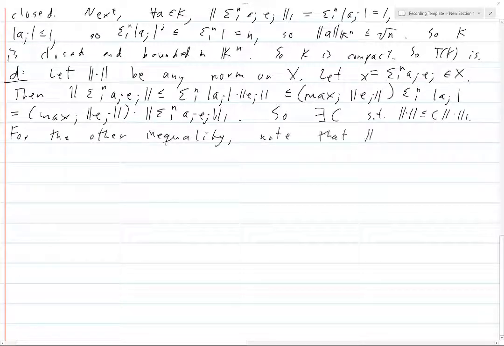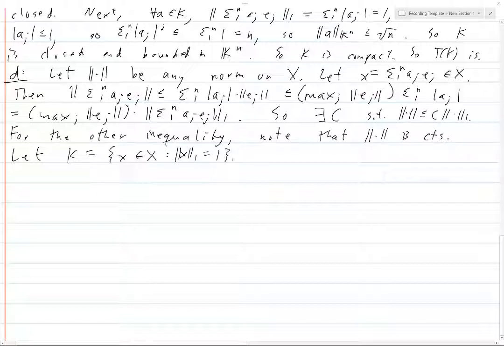note that this norm is continuous because all norms are continuous. Norms on nice spaces are continuous. So this norm is continuous. Okay, so let K be the set of x in X such that the one norm of x equals 1. Oh, this set. So by part C, K is compact.